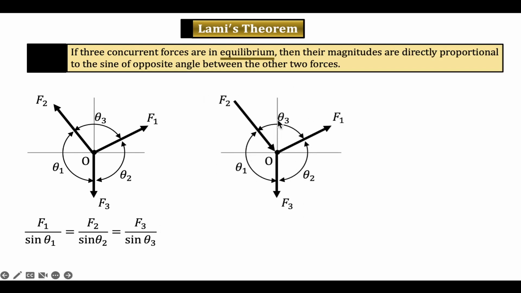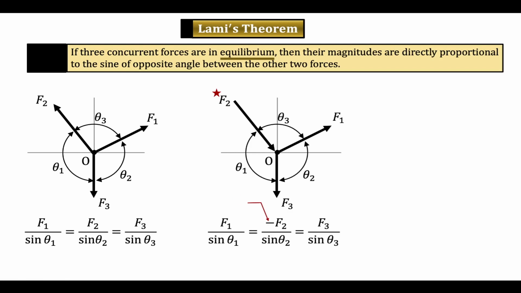Here, if these three concurrent forces are in equilibrium, then we can use Lami's theorem. F1 upon sin theta 1, F2 upon sin theta 2 and F3 upon sin theta 3. Have you noticed the change? For F2, we have used a negative sign.